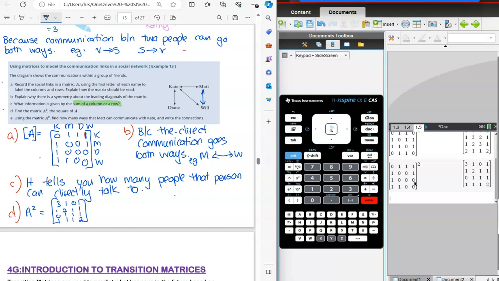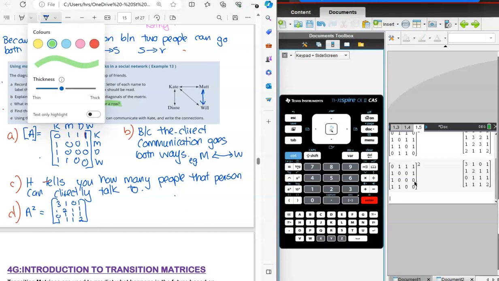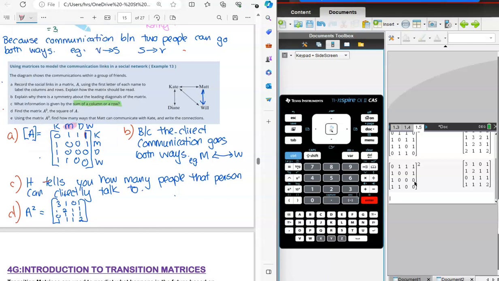Okay, and then the last question, using the matrix A squared, find out how many ways Matt can communicate with Kate and write the connections. So I'm going to go between Matt and Kate. So that's my column 2, row 1. So it says using A squared.